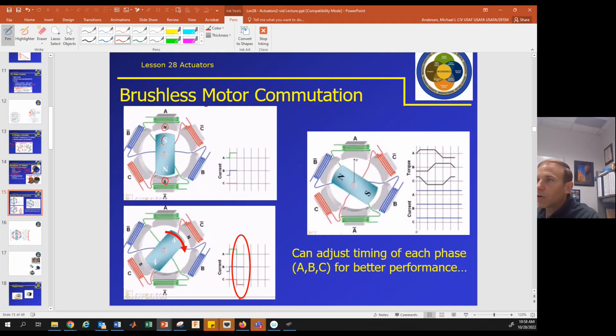And so the south pole on the rotor wants to be attracted to the North Pole on the winding. So here we have positive current on the A winding. We have no current on the C winding, so it's off. And what's going on with the B winding? So in this particular case, both B and C are off. We'll look at the next case down.